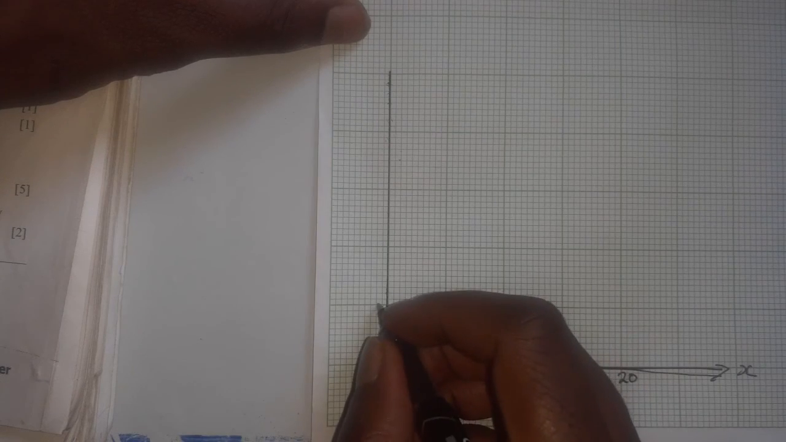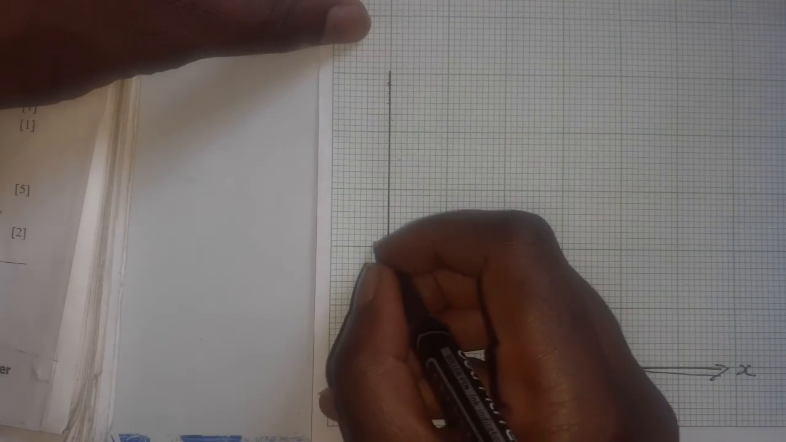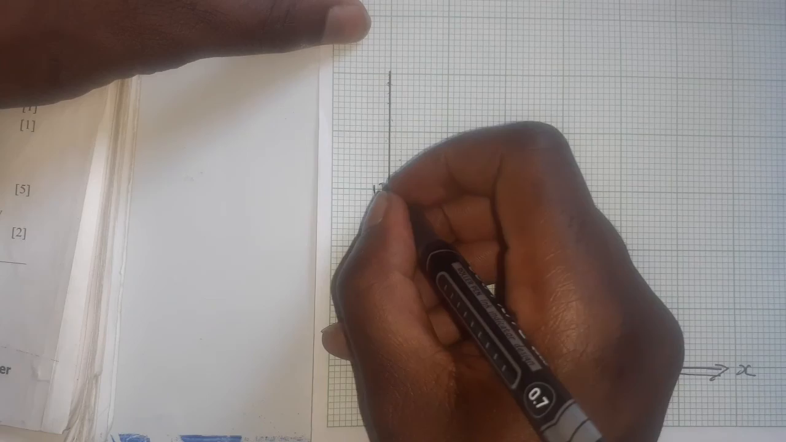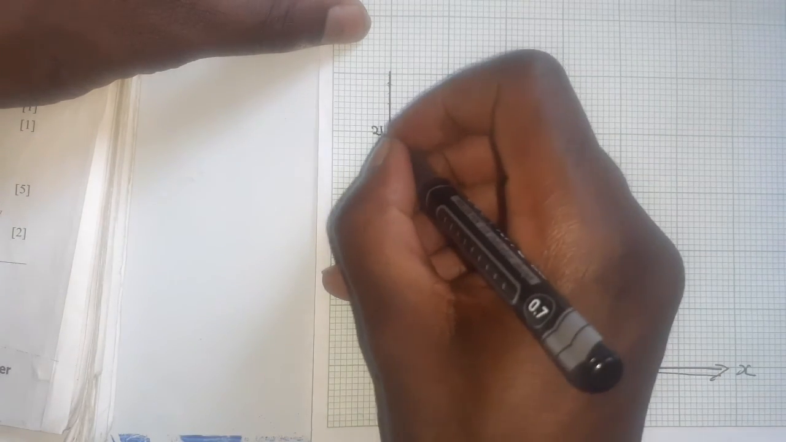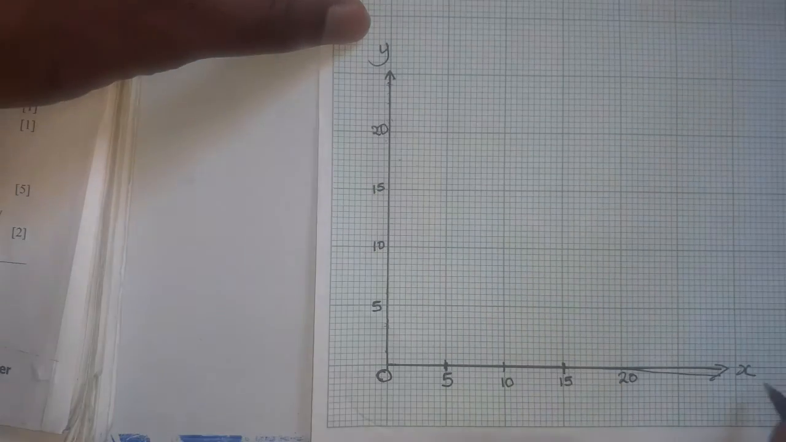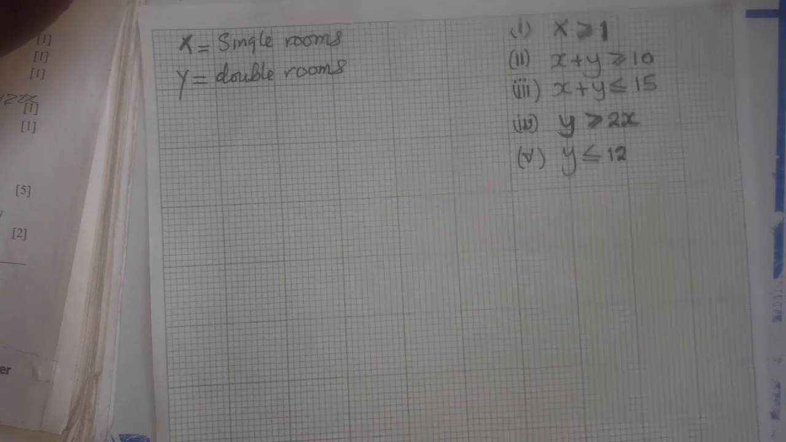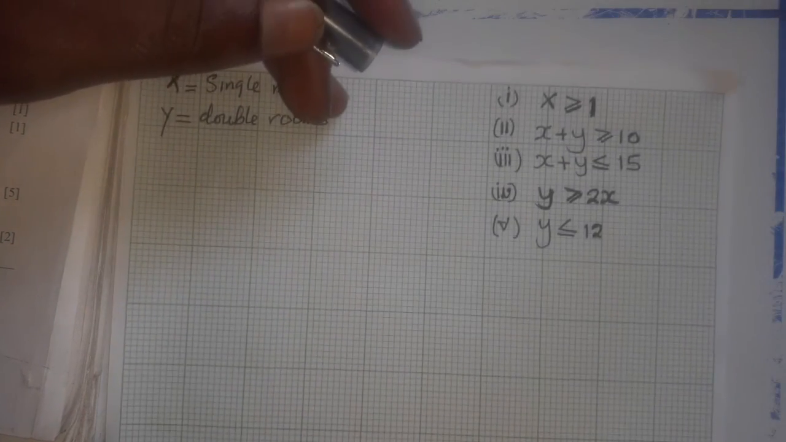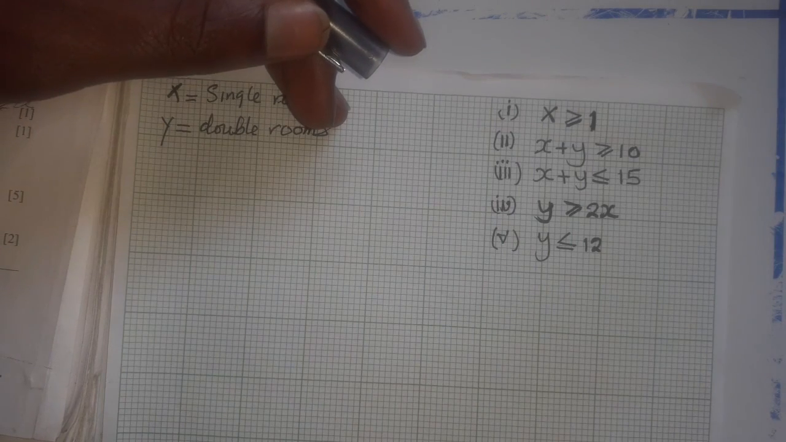The same thing going up here. We are supposed to have what? 5, 10, 15, and 20. Okay? We put our y and our x there. This is our graph paper. Okay? So now we want to plot these. Are we together? Take note. So we need to bring these inequalities now on the graph paper.